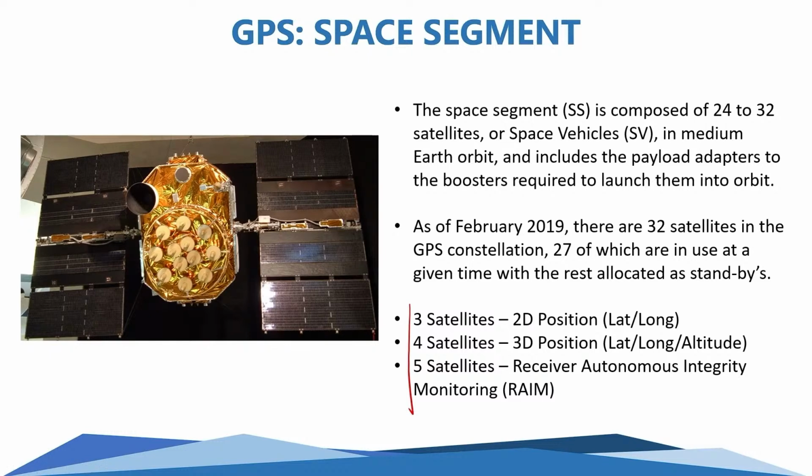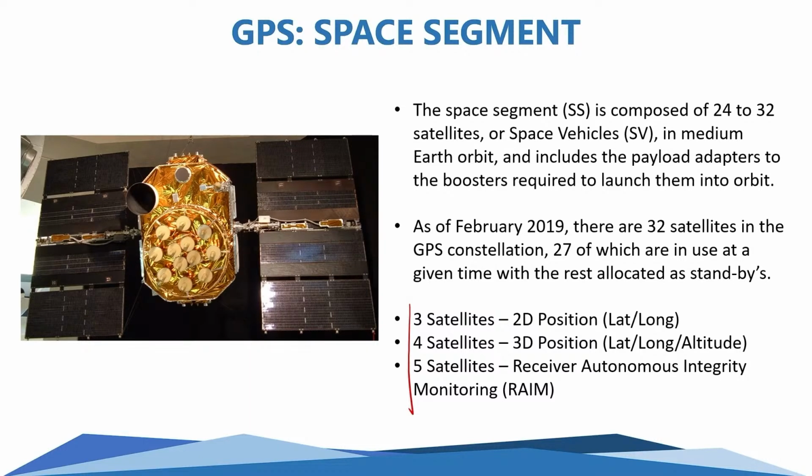And very simply, you need a minimum of 3 satellites in view of your receiver in order to compute a 2D position, meaning latitude and longitude. Where are you anywhere within the Earth? You need a total of 4 satellites in view to get a 3D position, and that could be latitude, longitude, and altitude. And then you need a total of 5 satellites to have something known as RAIM, which is Receiver Autonomous Integrity Monitoring, and we'll talk more about that in the future.